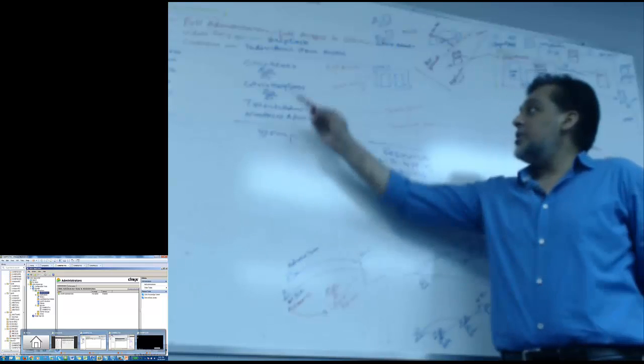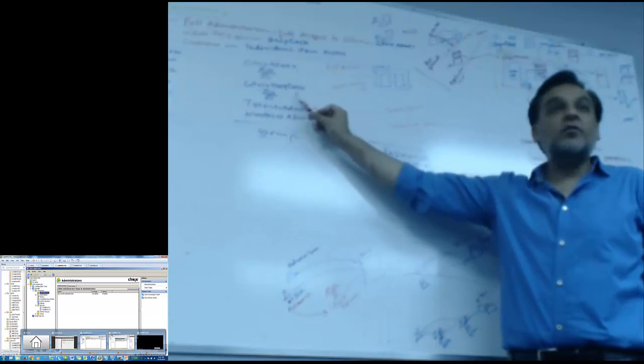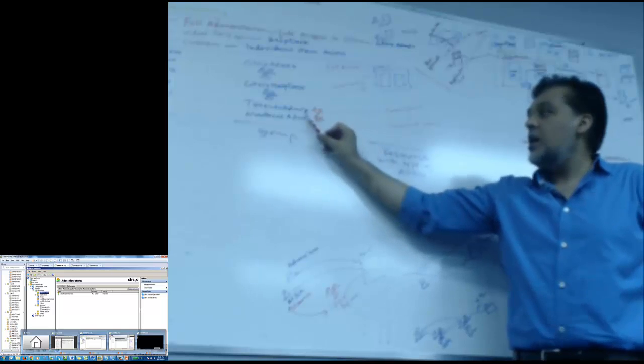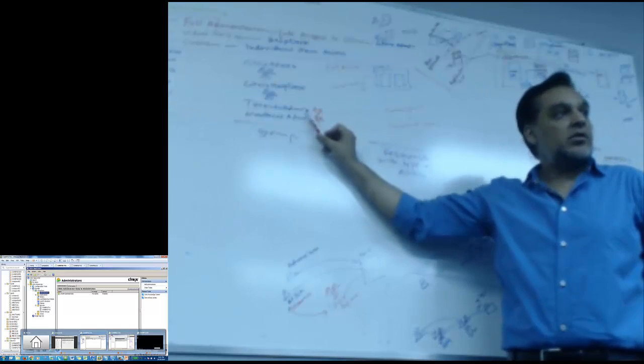So you see the difference? This has full environment access. This has full environment read-only access. And this will have only Toronto servers full access. This will have only Montreal servers full access.